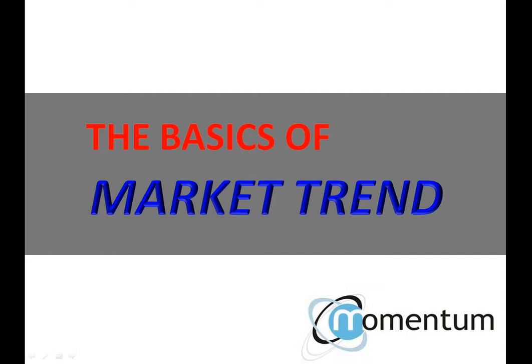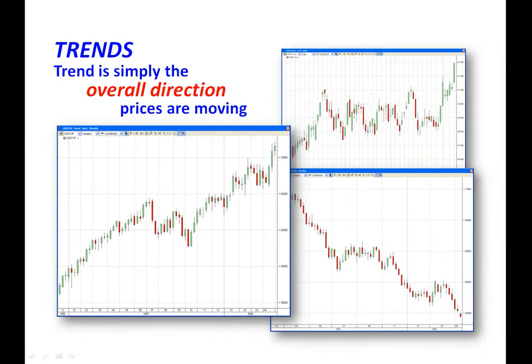Hi, in this chapter we are going to talk about the basics of market trend. Trend is simply the overall direction of the prices that are moving. As you can see over here, in this chart, the market moves up, comes down, and on average is moving up.